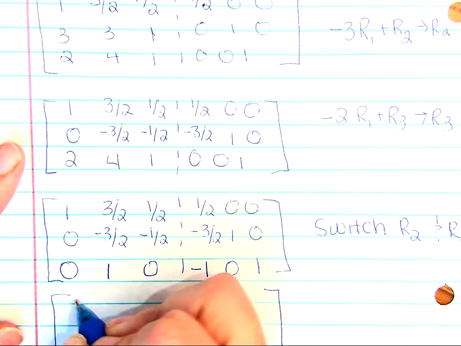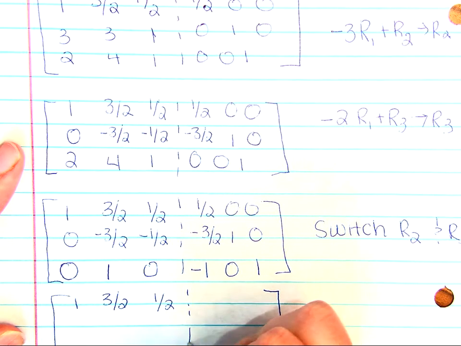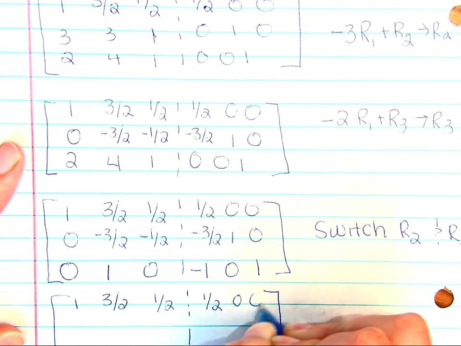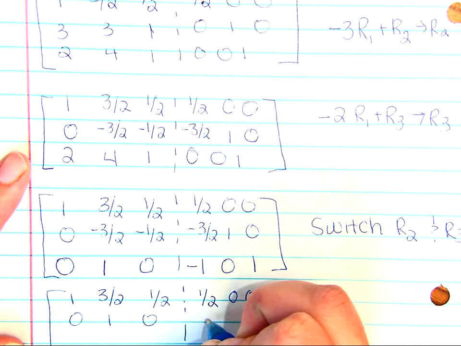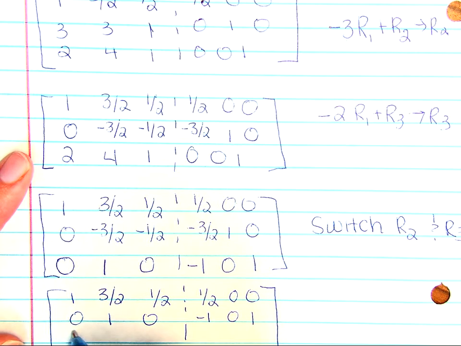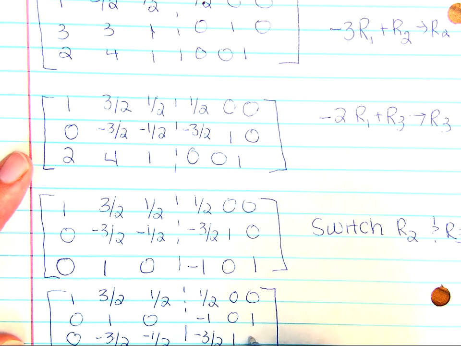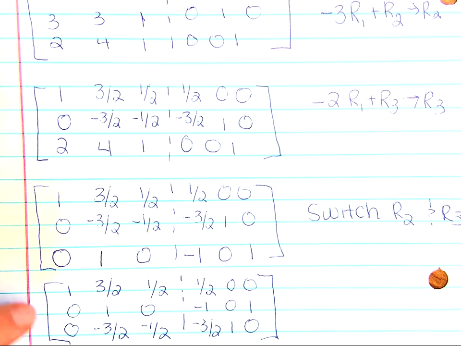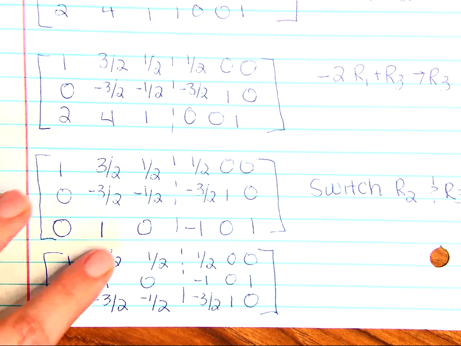So 1, 3/2, 1/2, 1/2, 0, 0. And this is going to become 0, 1, 0, -1, 0, 1. And then we're going to have 0, -3/2, -1/2, -3/2, 1, 0. Now I have this row, which is exactly what I want, which means that I want to get zeros everywhere else.